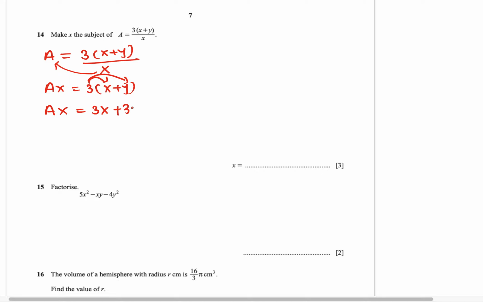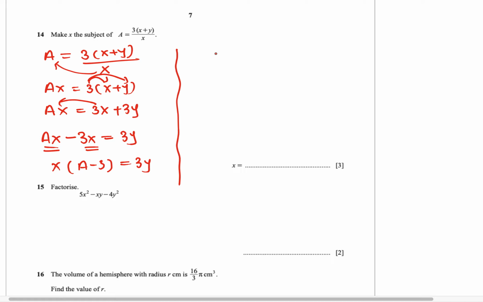Now I will take this 3 inside x and y, so it will become ax is equal to 3x plus 3y. Because I want to make x the subject, I will take all the things related to x on one side, so I'm keeping this on the left hand side. ax was already there, now 3x will come on this side, it will become minus 3x, and 3y remains on that side. Now I will take x common from these two. If I take x common, what will it become? x times a minus 3 is equal to 3y. I'm writing that step again, don't laugh at me.